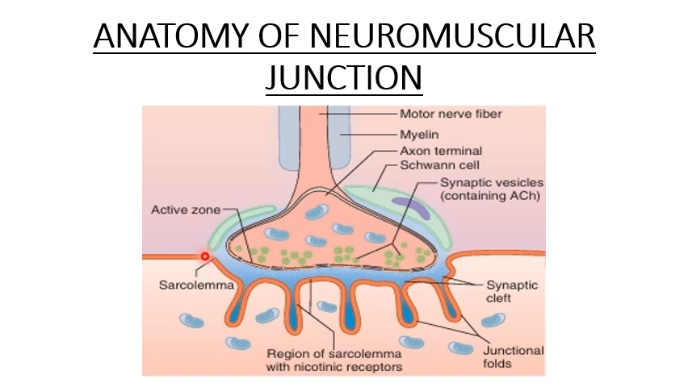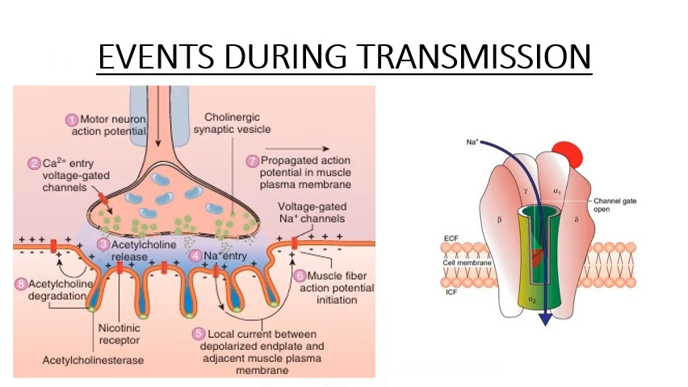The sarcolemma of the muscle fiber further invaginates to form junctional folds, and these junctional folds are the regions of sarcolemma which have the nicotinic receptors which bind with the acetylcholine. The surface of the axon which releases the acetylcholine is known as the active zone. Now let's talk about the events during the transmission through the neuromuscular junction.